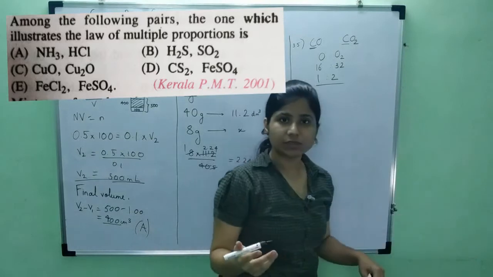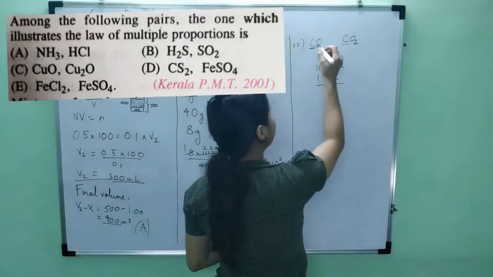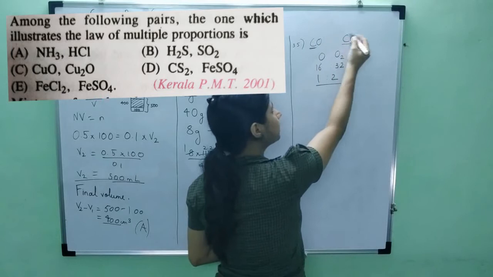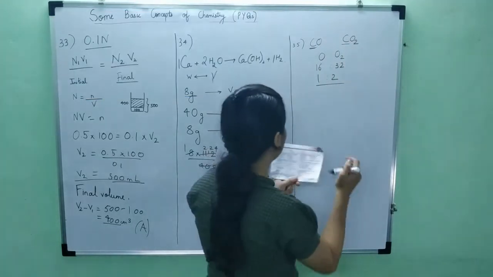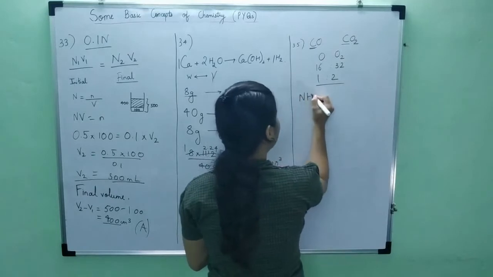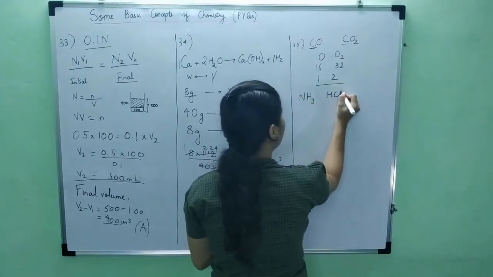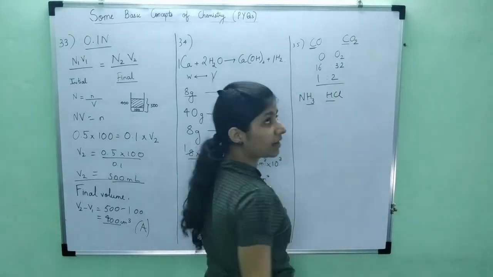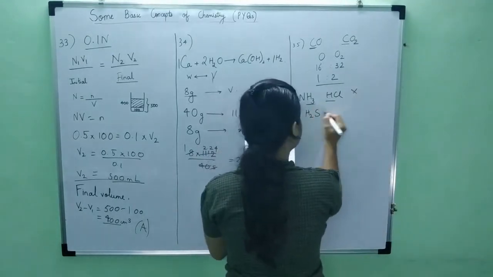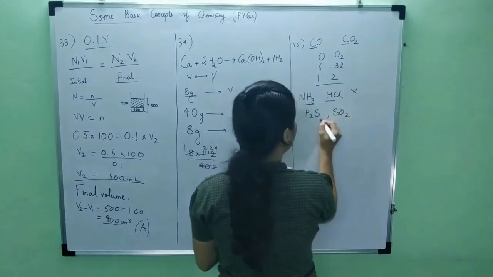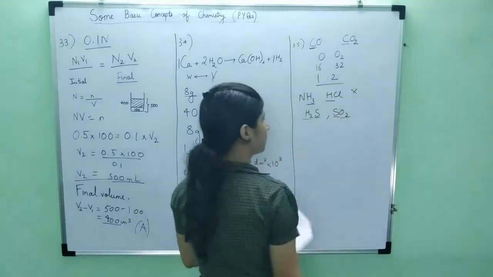What is the condition for multiple proportions? The elements in the compound should be the same. So, which of these gives that? Let's see the first one. NH3 and HCl. Are the elements same? No. Hydrogen is same, but the others are nitrogen and chlorine. So, this is not the answer. H2S and SO2. This is also not the answer. S is same, but hydrogen and oxygen are different.